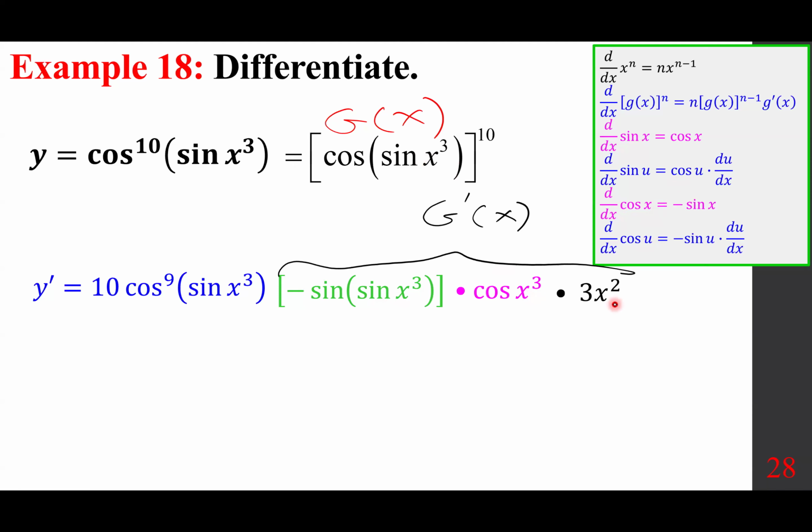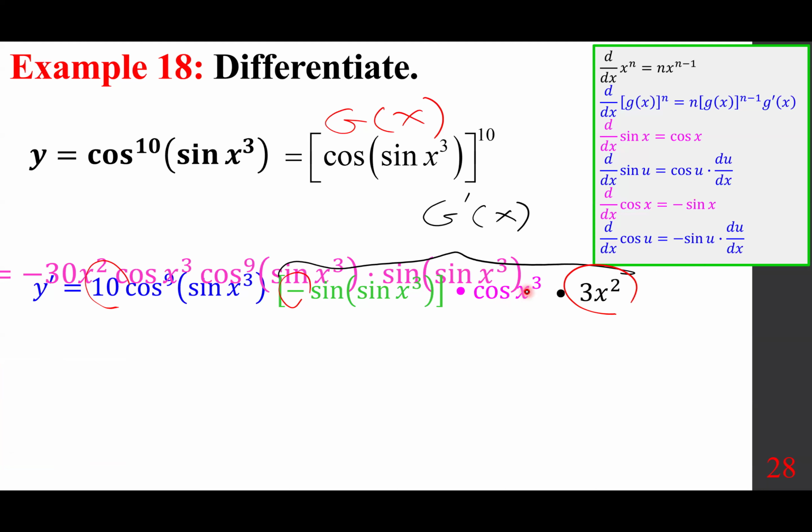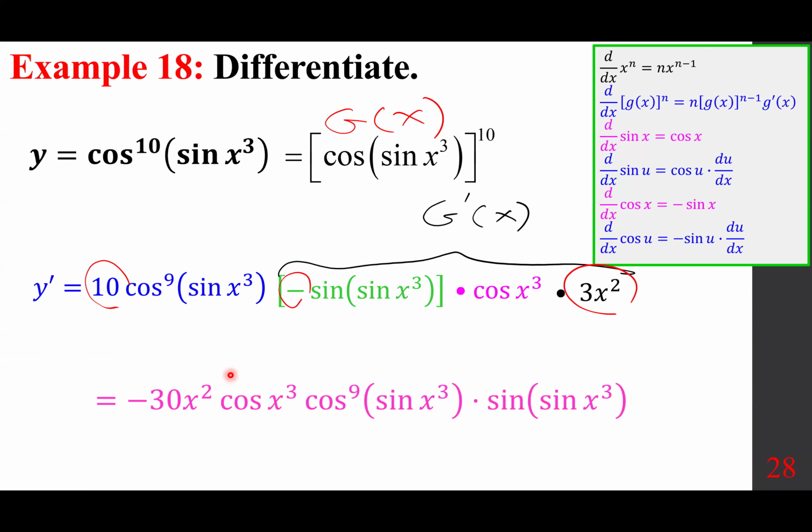You put all of them together by putting 3x squared next to 10, making it 30, and with this one, negative 30x squared. So first, I want to make sure we understand that this negative sign and this come to the front. Then we have negative 30x squared. Then cosine to the power of 9 of sine x cubed, times cosine of sine x cubed. The rest of them, this part must be in front.